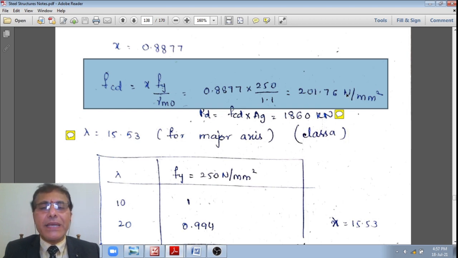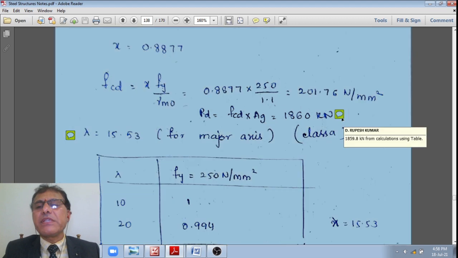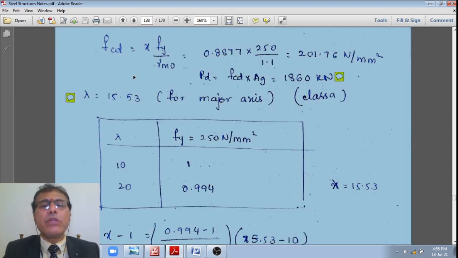Even using table 9A, I got the same value, 201.75. Therefore, the load carrying capacity, or permissible design compressive stress, is FCD 201.76 multiplied by AG, the gross area, that will be 10 to the power 3. It works out to 1860. Even previously I got almost 1859.8, almost the same value. Therefore, there is no change in the results about the minor axis.